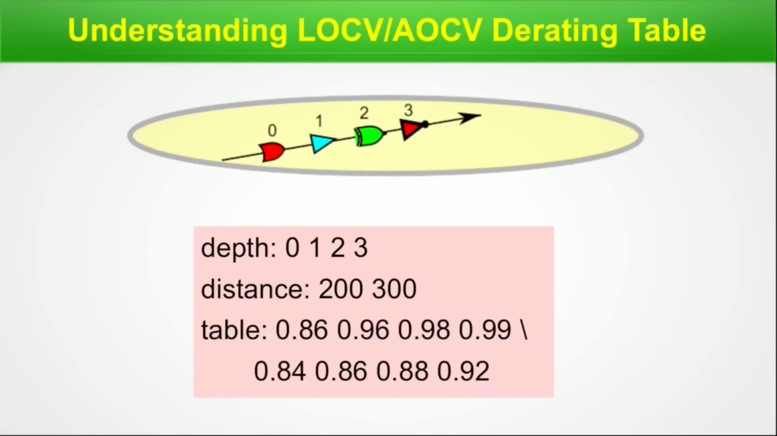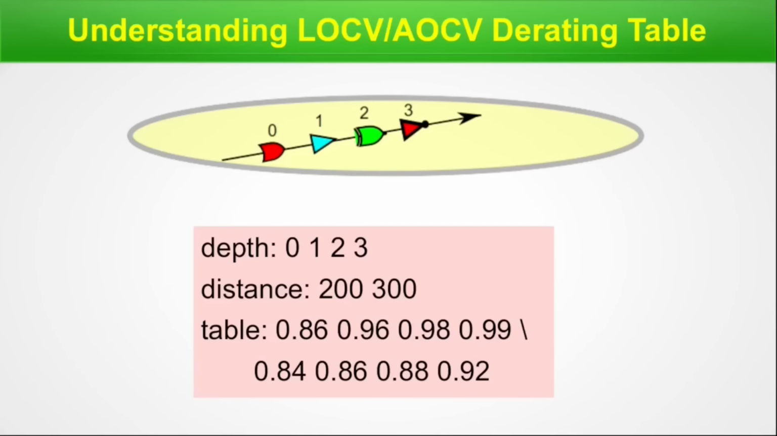Next comes the table. You can see there are 1, 2, 3, 4 columns and 2 rows. So these four go for the columns and these two go for the rows, and thus we create a PD table to get the corresponding derating. So thus the derating can vary. This is the AOCV table.